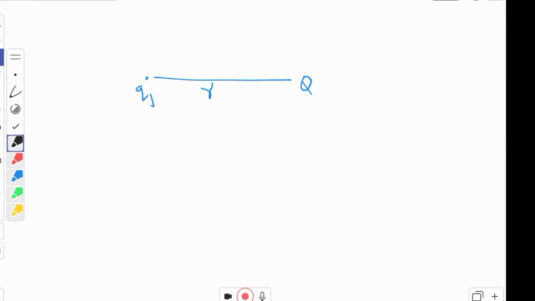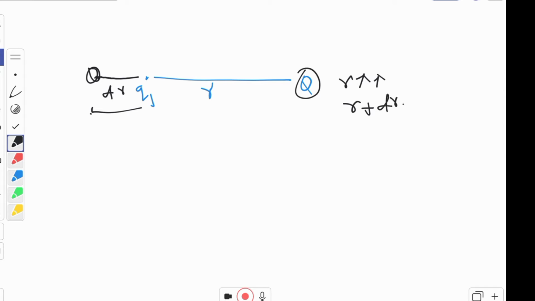Now suppose this Q1 moves to this place. Let this distance be r. Now this is the new position of your Q1. When Q1 moves to this place, your r increases. R is now increasing. So what is the distance now? Now the total distance from this Q charge will be r plus dr.